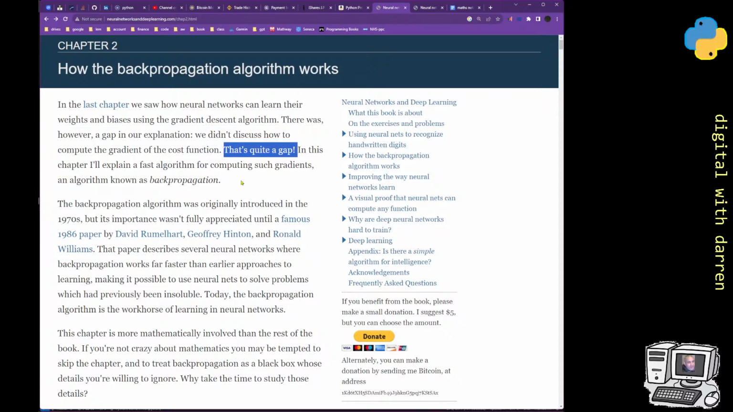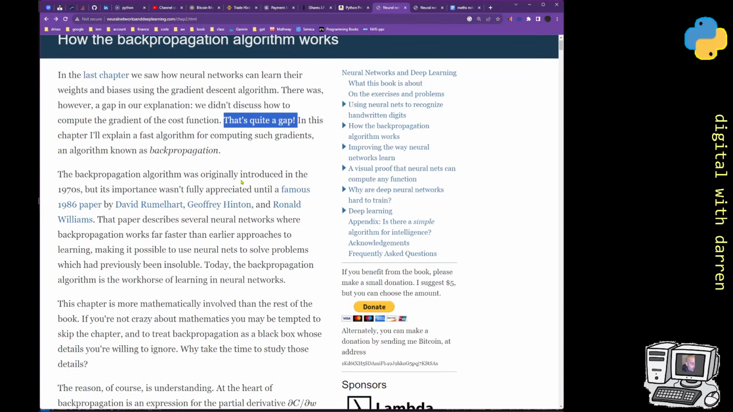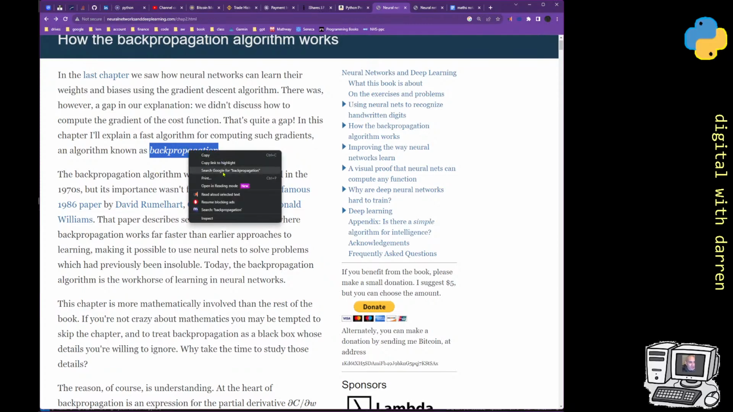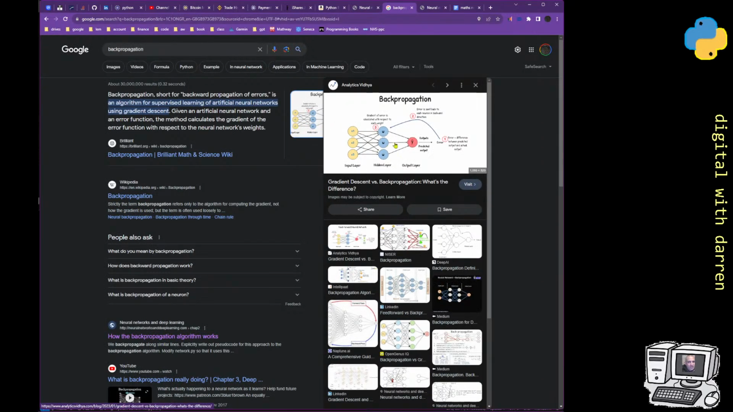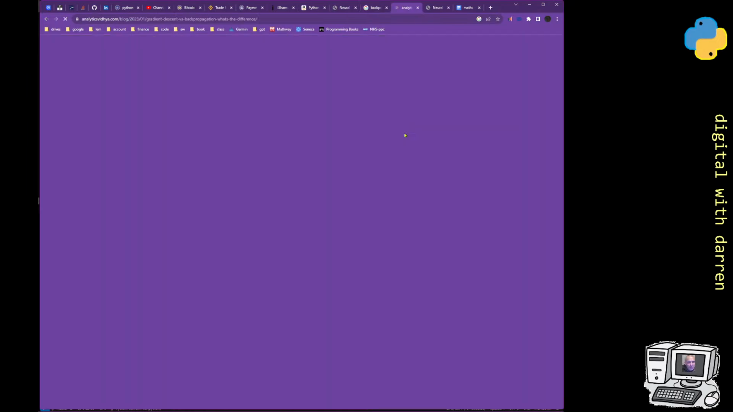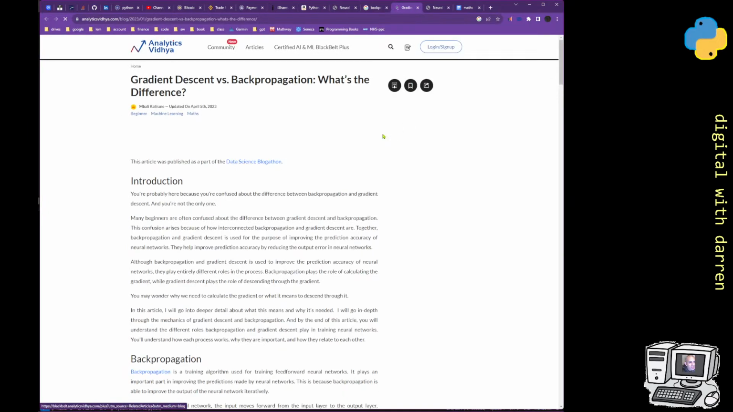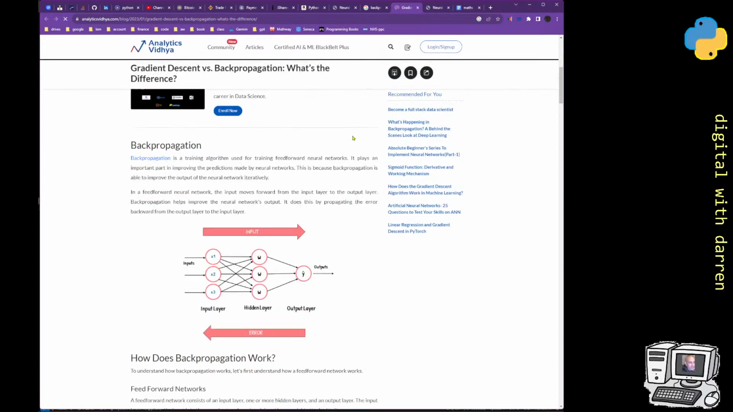I'll explain a fast algorithm for computing such gradients, an algorithm known as backpropagation, and I think this is one of the popular algorithms. And I'll go and have a look at it. I don't know where my search went, but backpropagation, and we can see a whole bunch of stuff over here. If I can zoom in, maybe. There's going to be tons of these anyway.